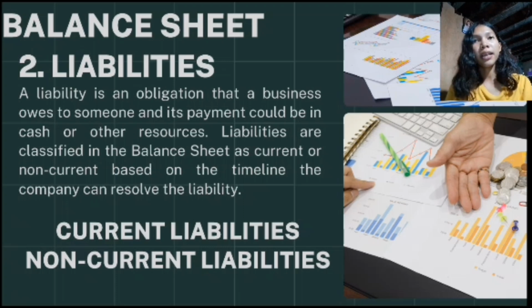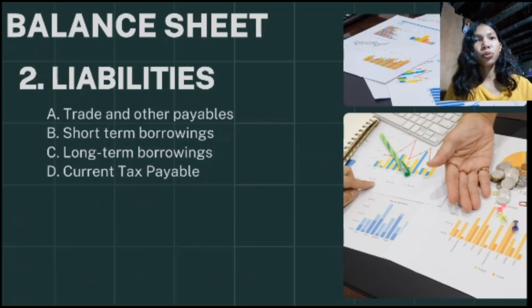And non-current liabilities, which are the debts that will be paid after more than a year, like long-term loans. So liabilities are also classified as follows. We have the trade and other payables. So these mainly include the liabilities payable to suppliers and contractors for credit purchases.